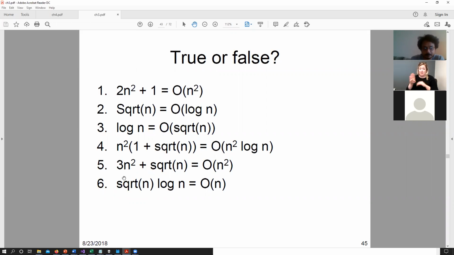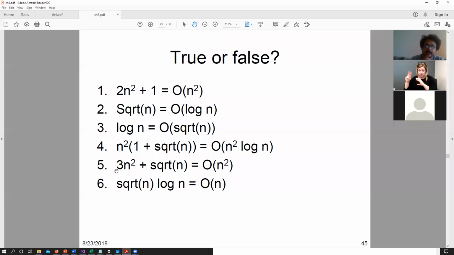Now, number 5, we have 3n squared plus square root of n equals big O of n squared. As Monica said, that is true, and all of you agree that this is true as well. Is there anyone who does not agree that this is true? 3n squared plus square root of n is going to be bounded by big O of n squared. And we can derive this, right? We can find out and we can prove this.